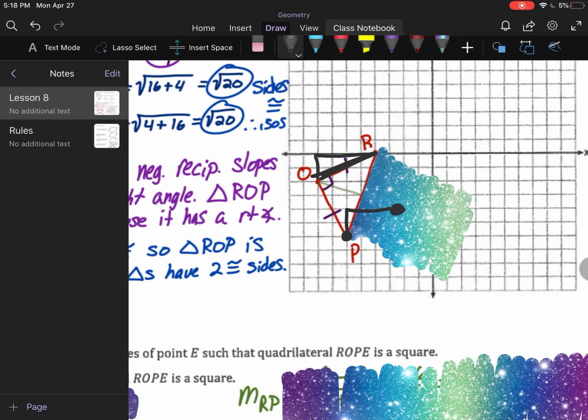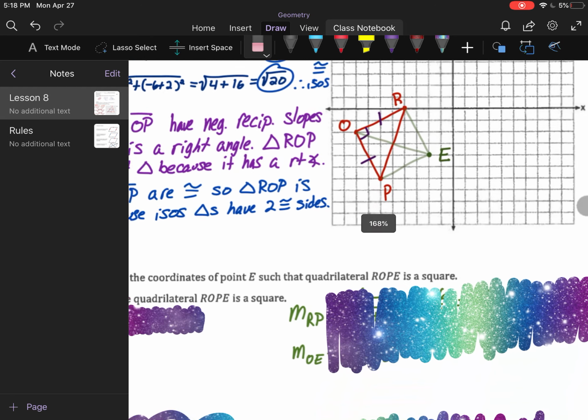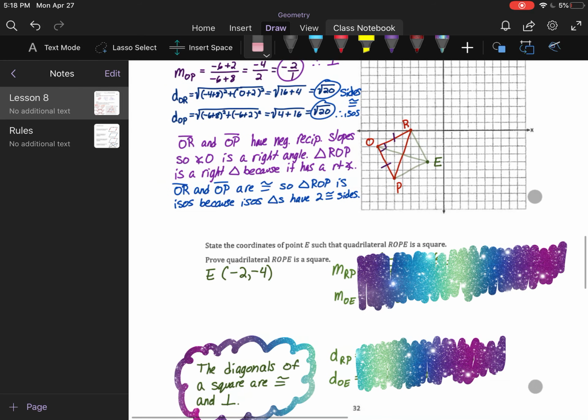And wherever we land, that is going to end up being a point where this segment will be parallel and congruent to this one. And we know that in a square, the opposite sides are going to be parallel and congruent. So that's what you're going to do. And we're going to end up getting point E in that spot right there, which is the point -2, -4. And we're going to prove that it's a square.